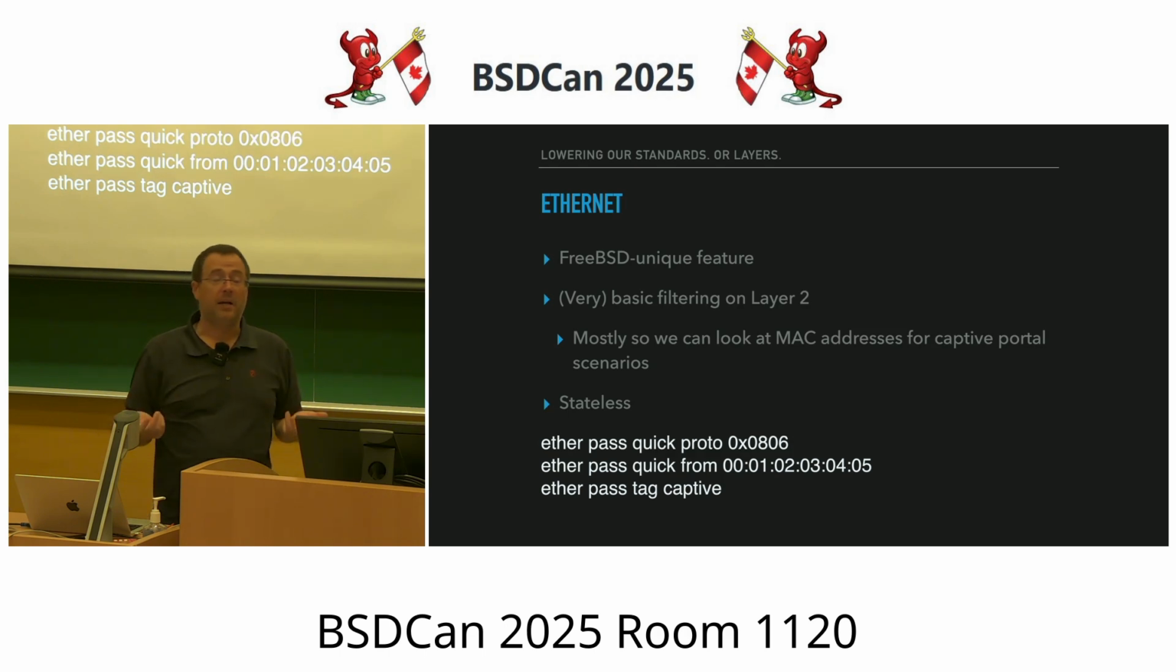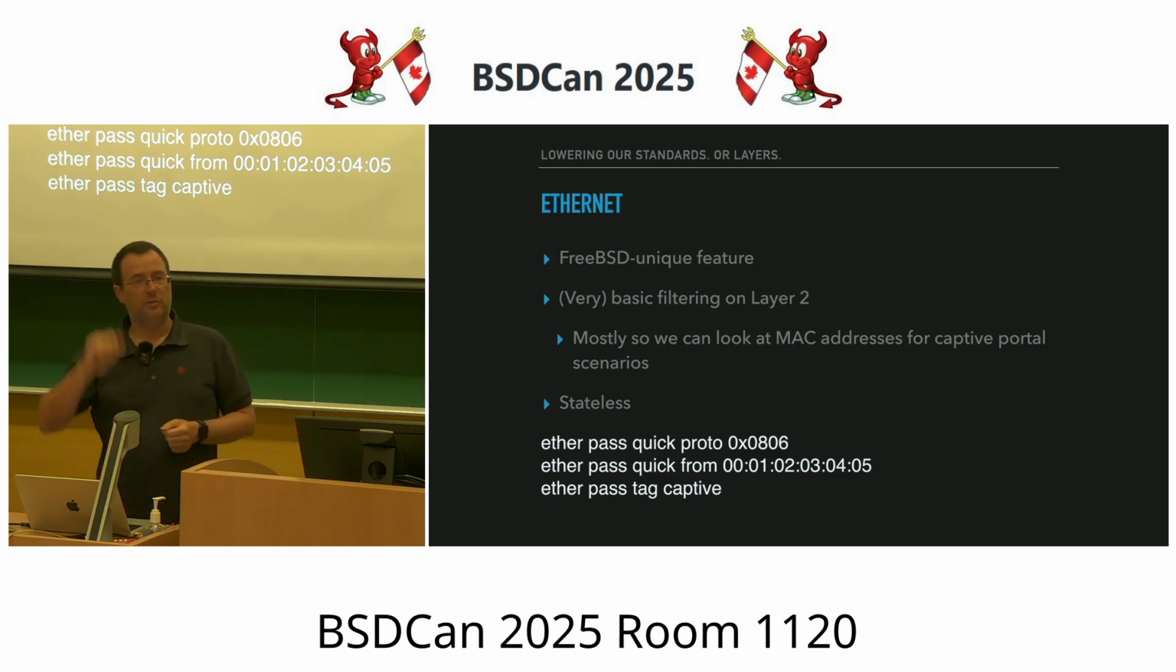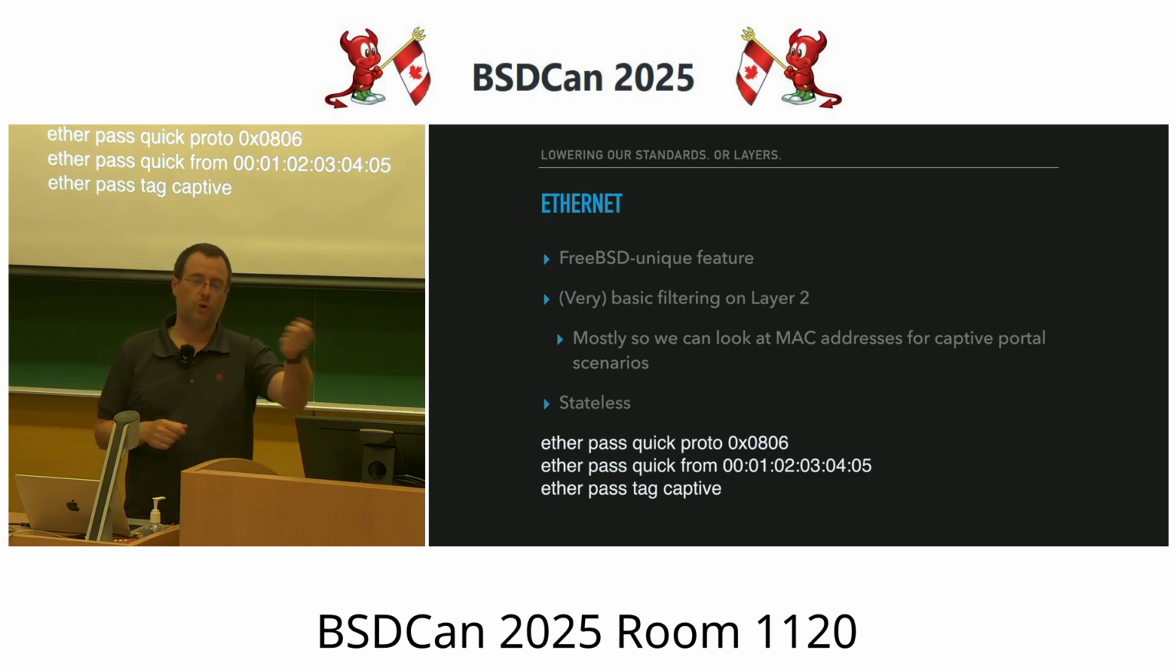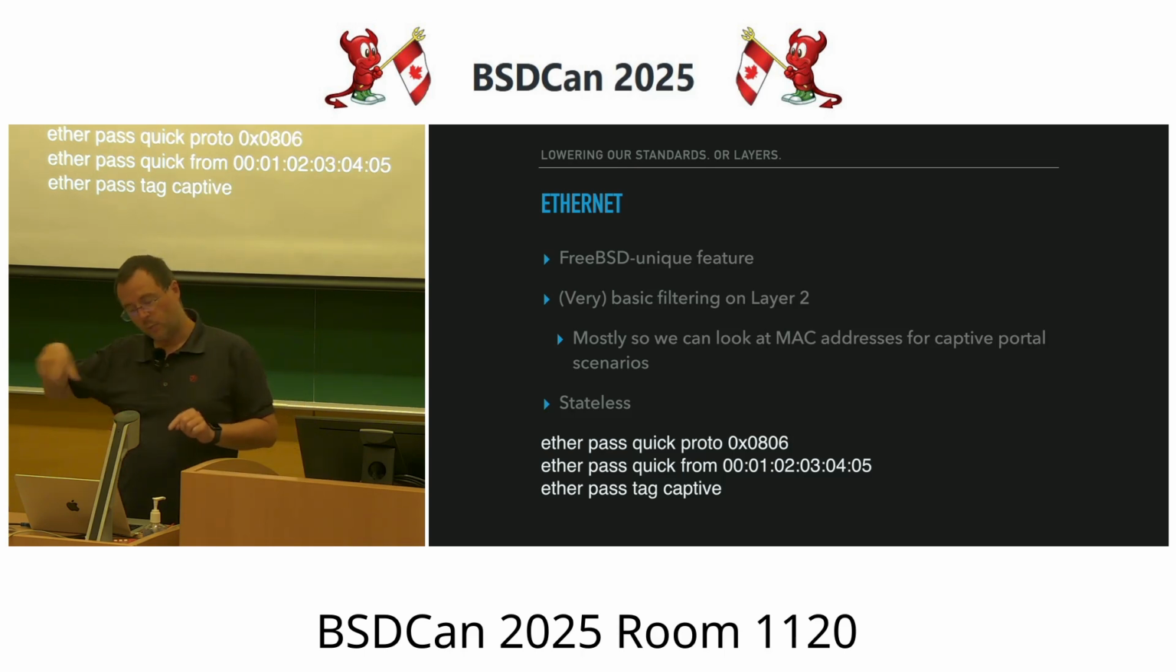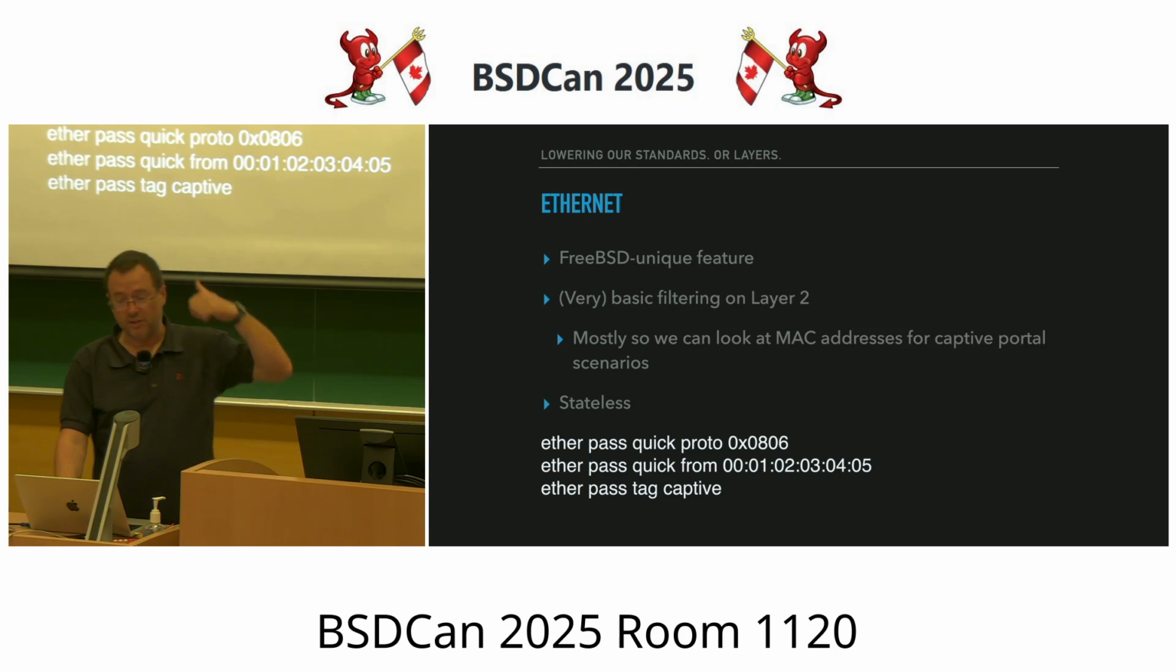But you need the MAC address, which we don't have in PF's layer 3 rules. So we do this in layer 2. We tag packets appropriately. You're allowed, you're not allowed. And then we can do the layer 3 actual complicated actions in there. Really mostly just want to point out that this exists. This is FreeBSD 15 only.